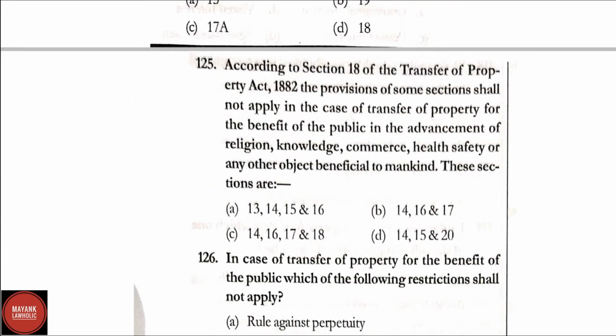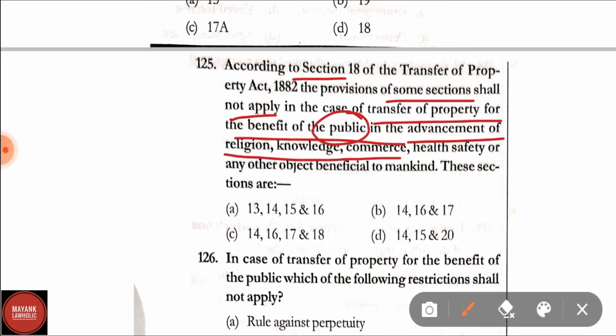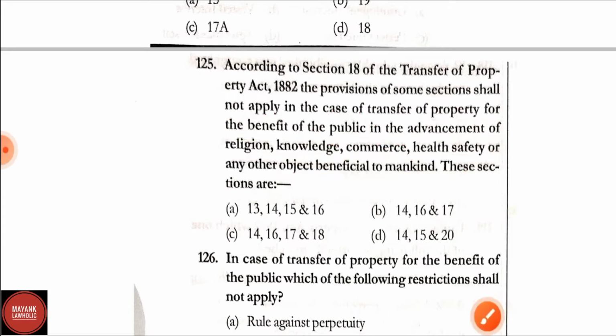Question number 125. According to section 18 of TPA, the provisions of some sections shall not apply in the case of transfer of property for the benefit of the public in the advancement of religion, knowledge, commerce, health, safety or any other object beneficial to mankind. These sections are, here correct answer is option B, that is section 14, section 16 and section 17.